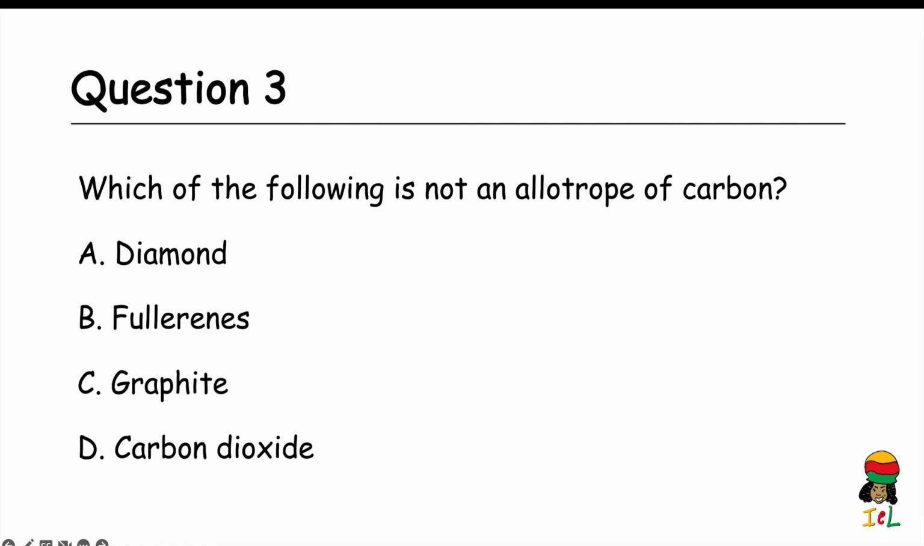Question 3. Which of the following is not an allotrope of carbon? A. Diamond, B. Fullerenes, C. Graphite, D. Carbon dioxide. The answer is D, carbon dioxide. Dioxide indicates the presence of oxygen along with the carbon. So carbon dioxide is not an element of carbon.